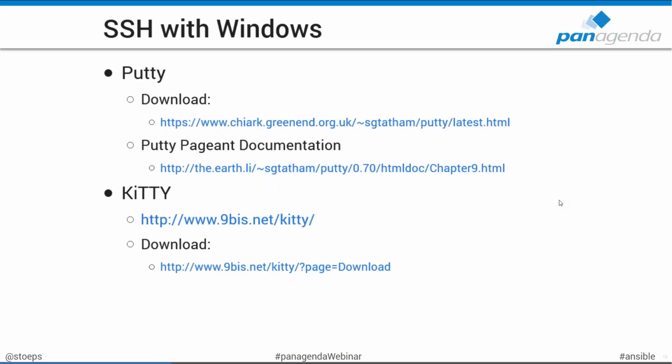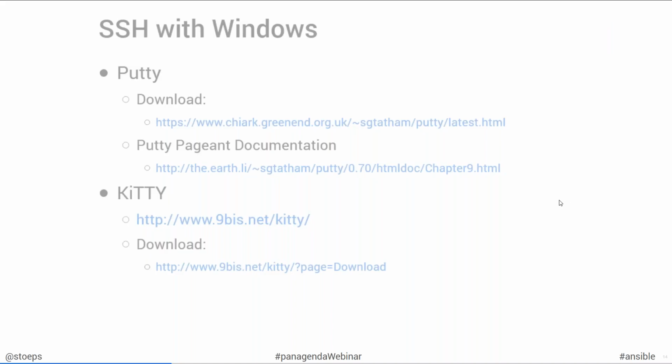For each operating system I use, there are tools available. So on Windows, you can use PuTTY or Kitty. There is a Pageant tool with it where you can import your keys. Just click on the links. You can have access to the slide deck, and you will come to the documentation and the latest download links.